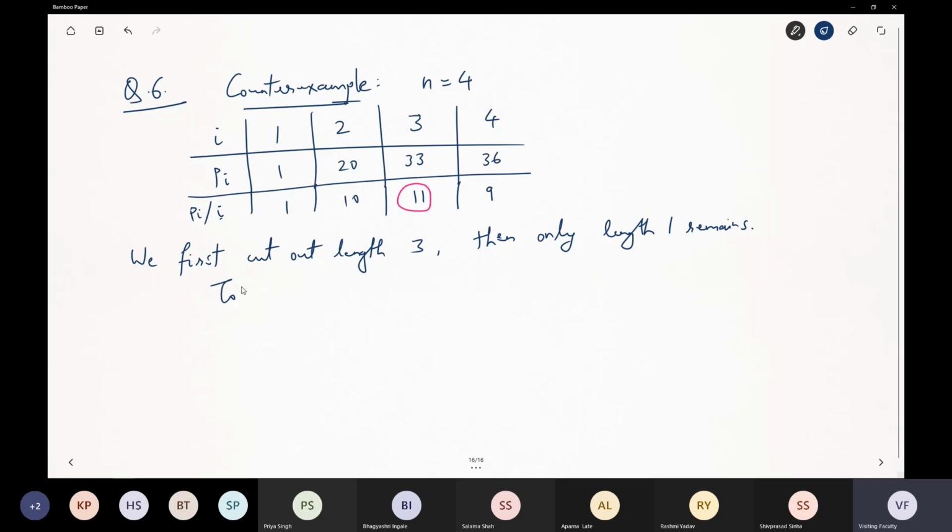So the total price that we get is, for length 3, the price is 33. Density is 11, sorry. Length 1, price is 1. Total 34.